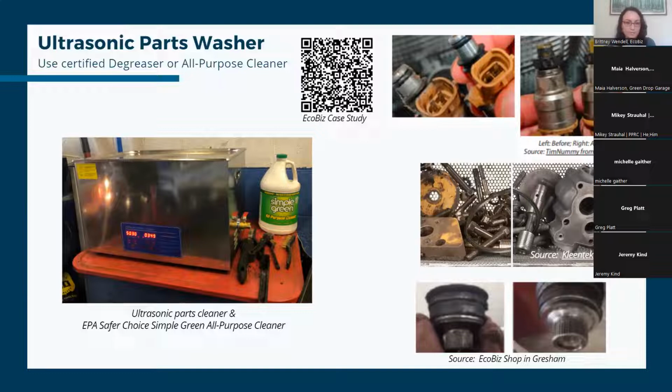The 2 repair shops in the EcoBiz case study use just an all-purpose cleaner that is EPA Safer Choice certified. So you can see it right here. It's the Simple Green Safer Choice version. Other Green Seal, EcoLogo, or Safer Choice degreasers, those third-party certified degreasers, are expected to work equally well. And we have heard reports of about a 10-to-1 water to product dilution being effective.